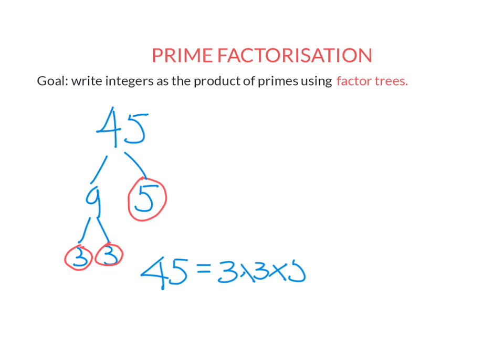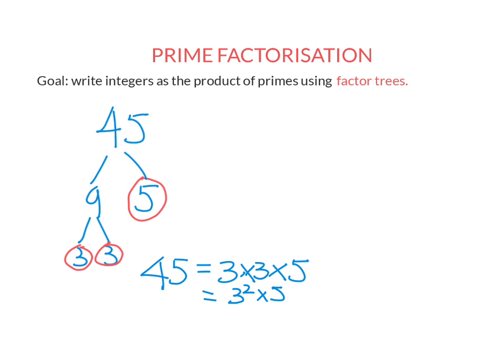So you can see here I've written 45 as some prime numbers multiplied together. That's the answer in expanded form. If I was asked to give it in index form, of course 3 times 3 we write as 3 squared. So 3 squared times 5 is the prime factorization of 45. It is 45 written as a whole heap of prime numbers multiplied together.